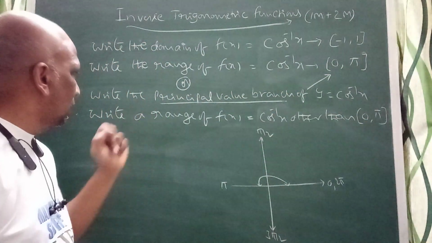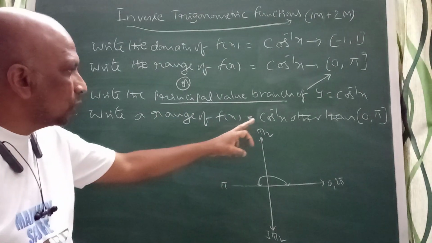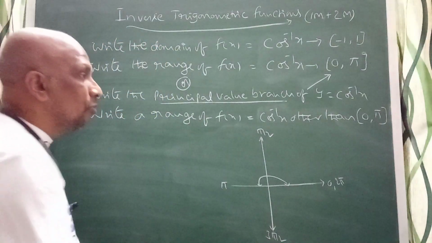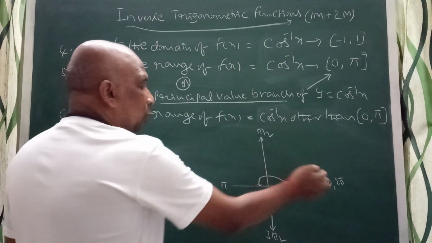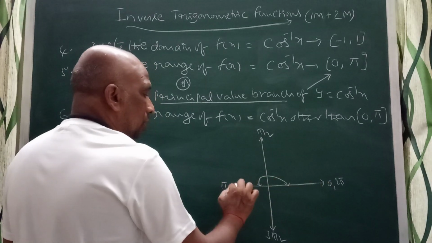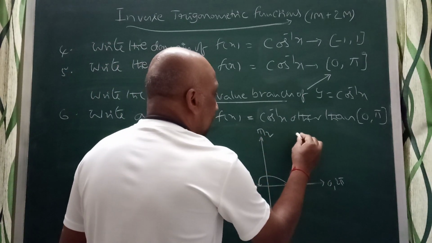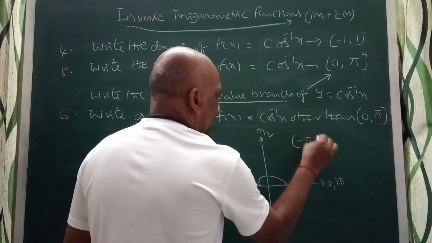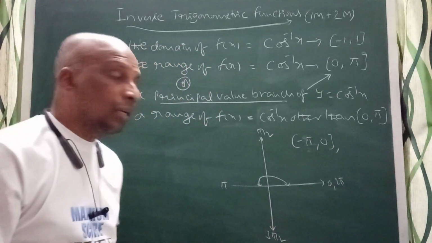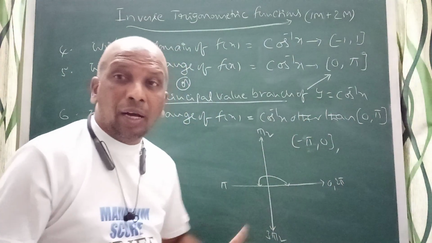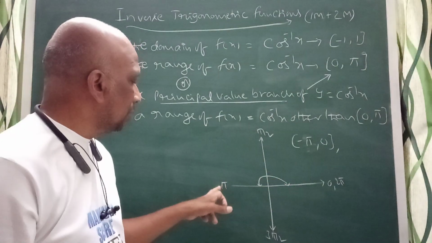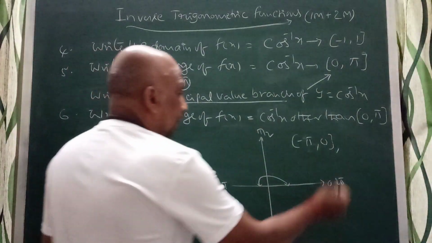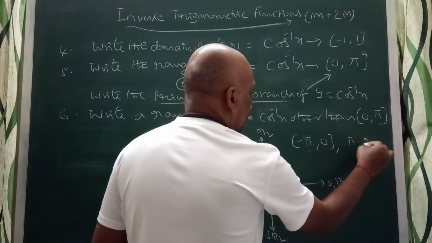When they are asking for something other than that, say, write the range of f of x equal to cos inverse x other than the principal value branch, other than 0 to pi, then you can write minus pi comma 0. Other than the principal value branch, if they ask the range of that, it is minus pi comma 0, or you can also write pi comma 2 pi.